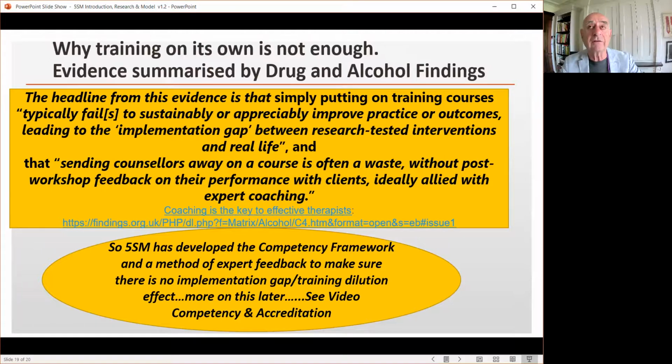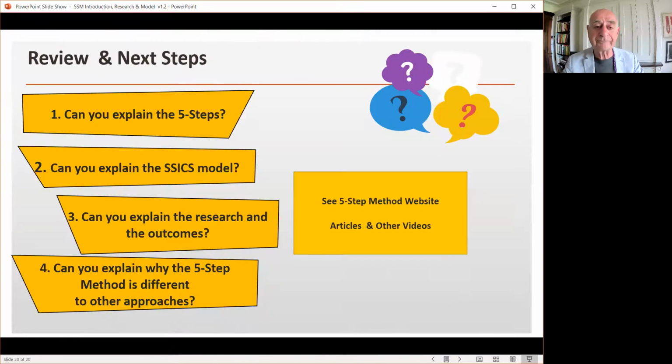But I want to underline how important it is that you don't simply get trained and go off and do it. The idea of getting feedback on your performance and having expert coaching is something which goes to the heart of what we try to do with our accreditation system, and it is really important.